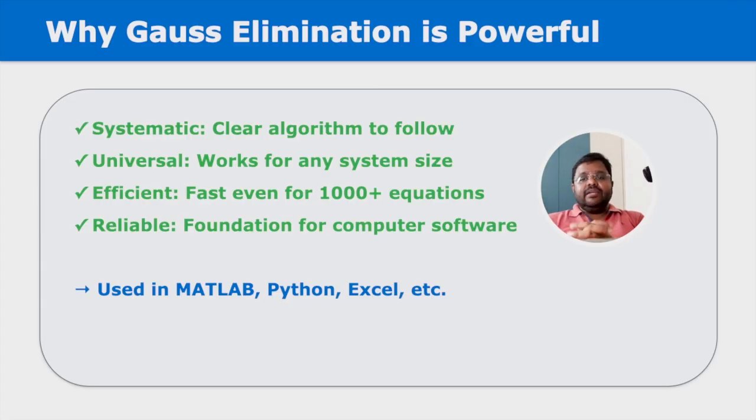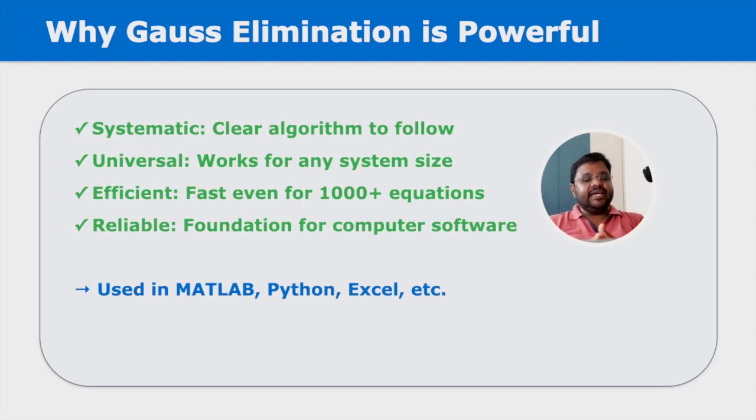So why is Gauss elimination so powerful? Because here we have a systematic method, a clear algorithmic approach to solve a system. And second, it is universal, for any system, any size. If the number of equations is higher, or the number of variables is higher, you can proceed step by step to the final solution. It is also efficient. Even if there are 1000 plus equations or many unknowns, you can easily follow this method.